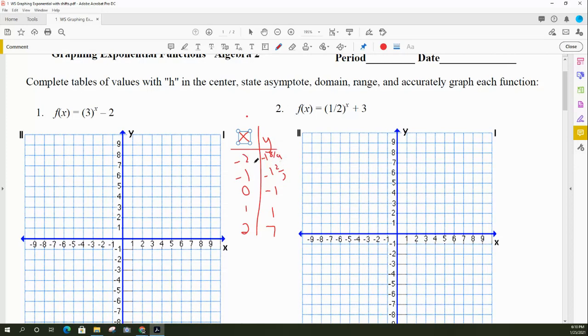And again, you always know those are going to approach that asymptote. So your asymptote's at -2. We'll draw that. All right, and so again, you write that y equals -2. Okay, that's your asymptote. Okay, if we plot these points, 0, -1, 1, 1, 2, 7, then we just know those are going to be close to the asymptote. Okay, so we draw our graph.